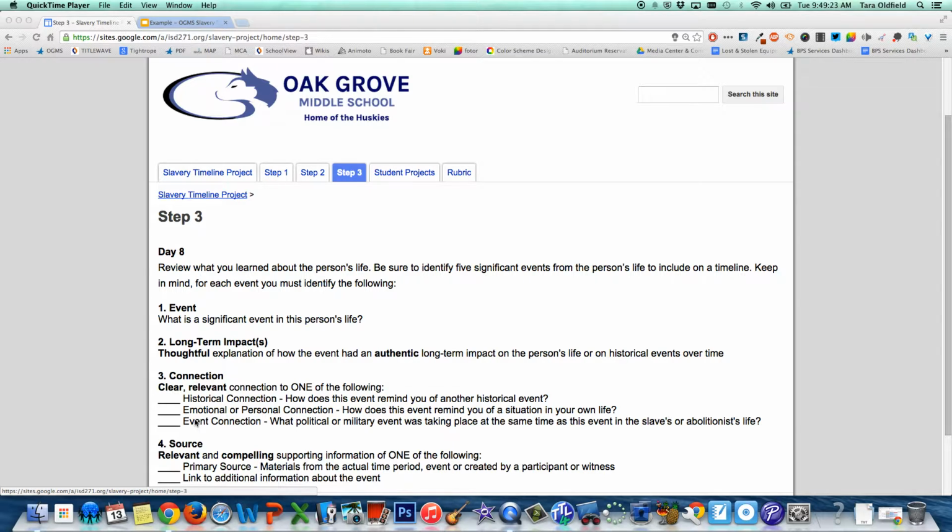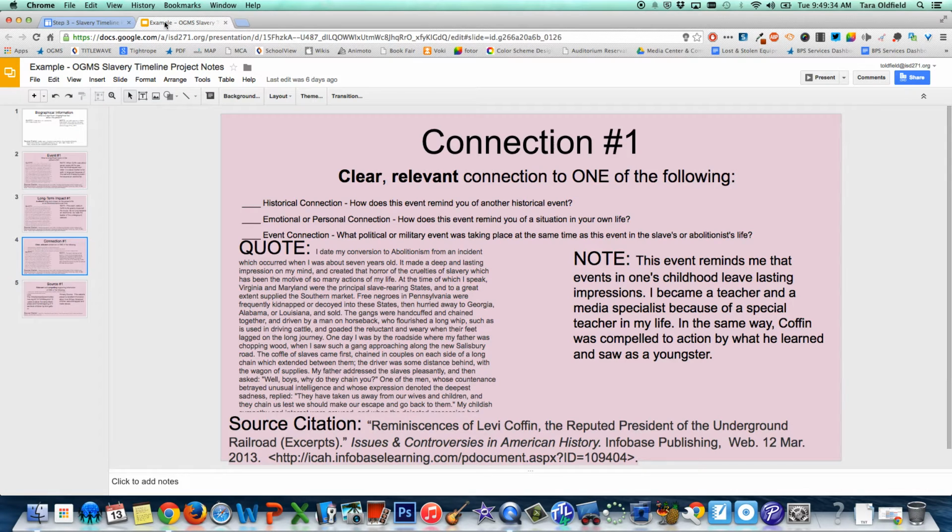So I want to give a few more examples of what a connection looks like, because I think this is where a lot of you are going to spend a bulk of your work today. So let me show you the example that we looked at a few days ago. Here's my connection slide. Remember, I told you I had learned a lot about Levi Coffin.